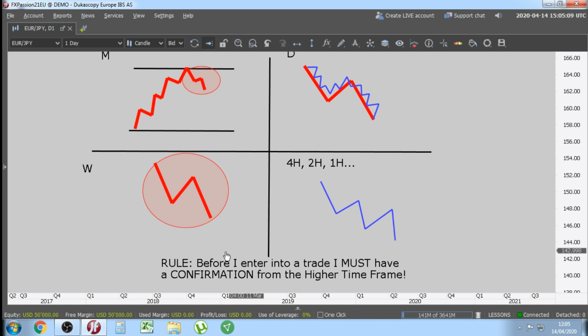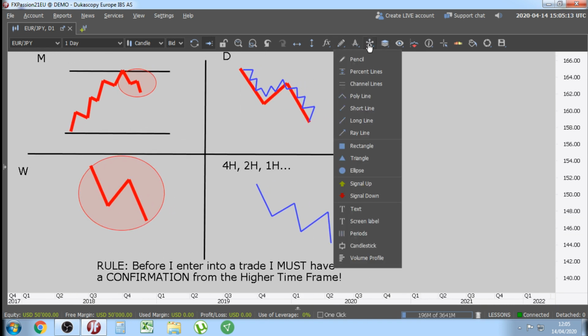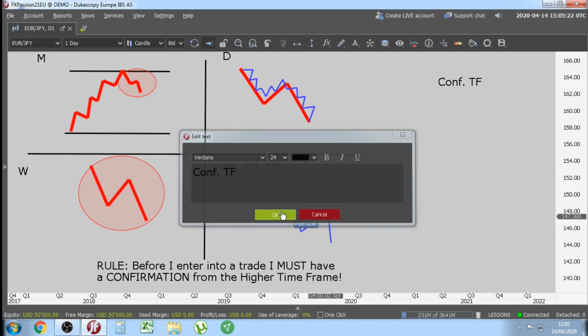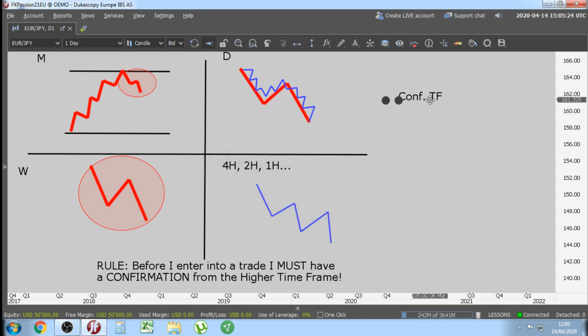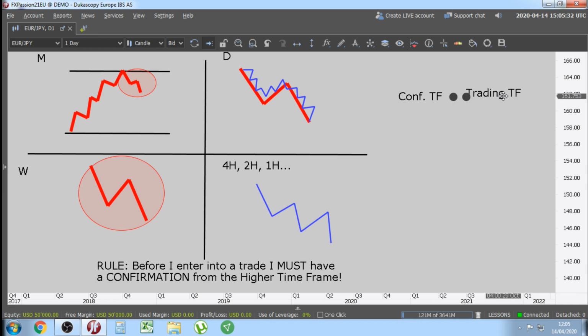2-hour chart. Okay, great. Now, here is the relationship between the confirmation time frame and the trading time frame. So let's write this down, everybody. Confirmation time frame is going to be here, and the trading time frame is going to be here.